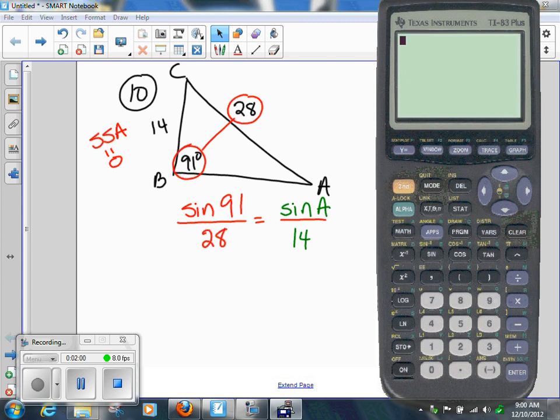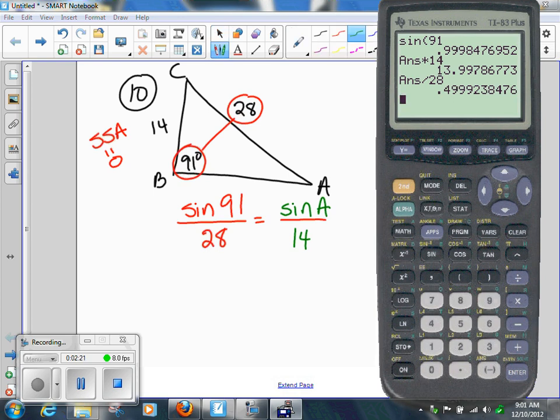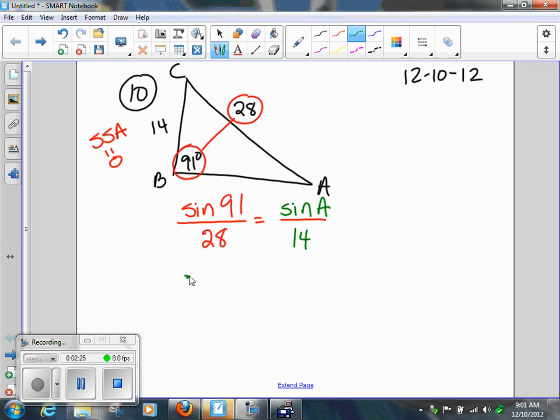Calculator has to be in what mode? Degree mode. Be sure of that. So here we go. I did all of this stuff in the calculator. I'm going to cross multiply, and I'm going to go sine of 91 times 14 divided by what? 28. Now, that's going to give me, all right, here we go, 0.4999 equal to sine of A.